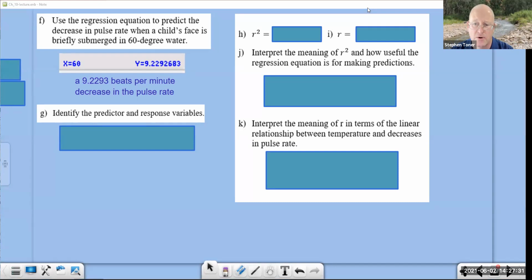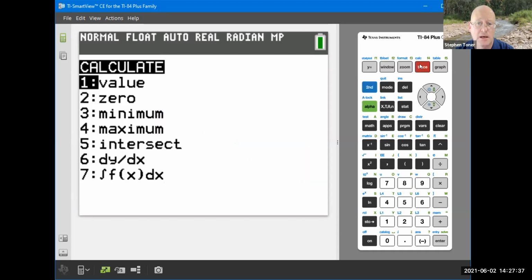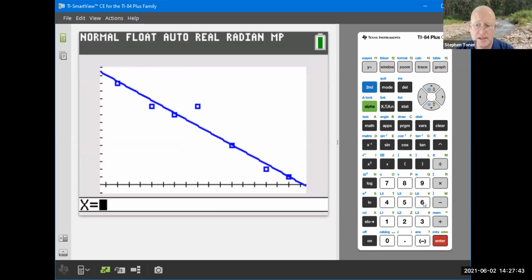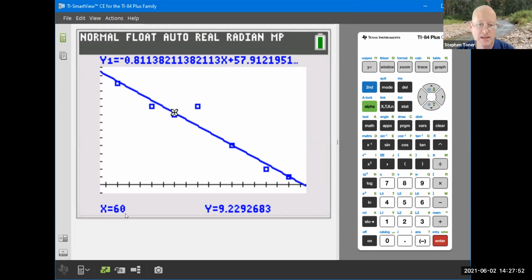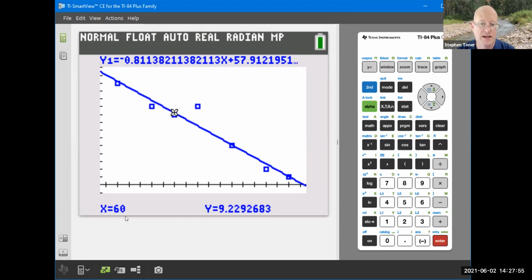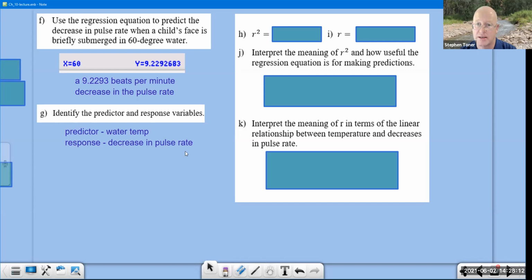Let me illustrate it here for you right now. Here's our screen. We're going to hit second calc. We're going to hit the first choice here for a value, and we're going to type in 60 as our X value. And out comes that Y value down at the bottom of the screen, which corresponds to 60 Fahrenheit water. Okay, so that's where I copied that value out of for that other screen. Heading back now, the predictor and response variables, that's just the X and the Y variable. The X is the water temperature, and the Y variable is the decrease in the pulse rate.